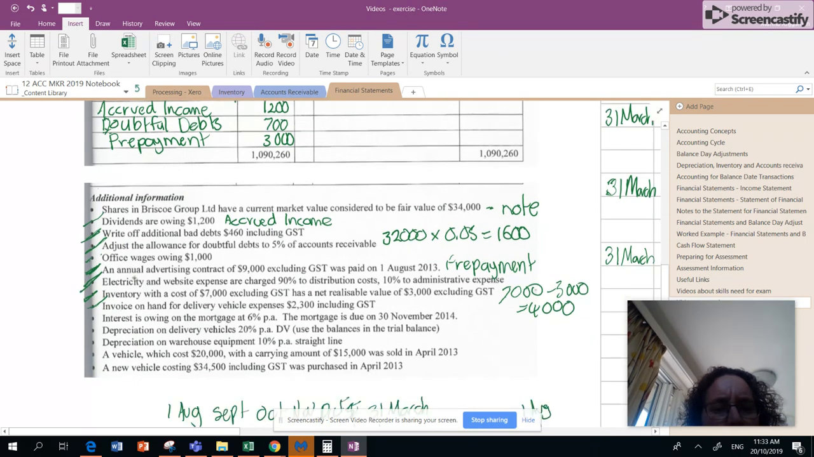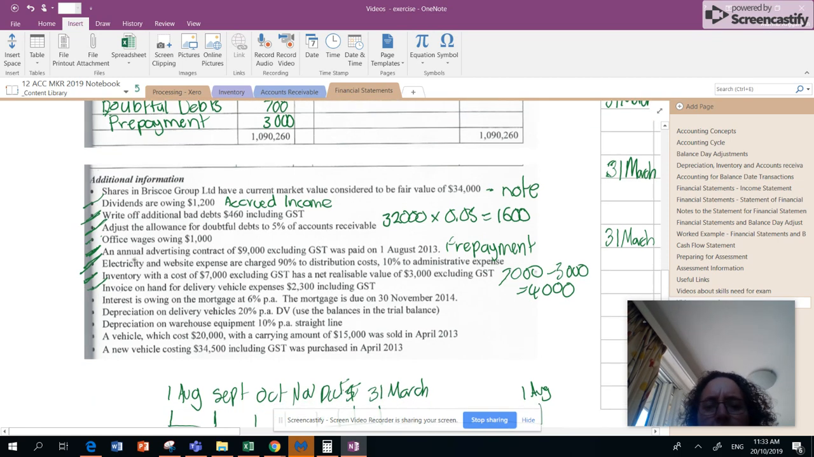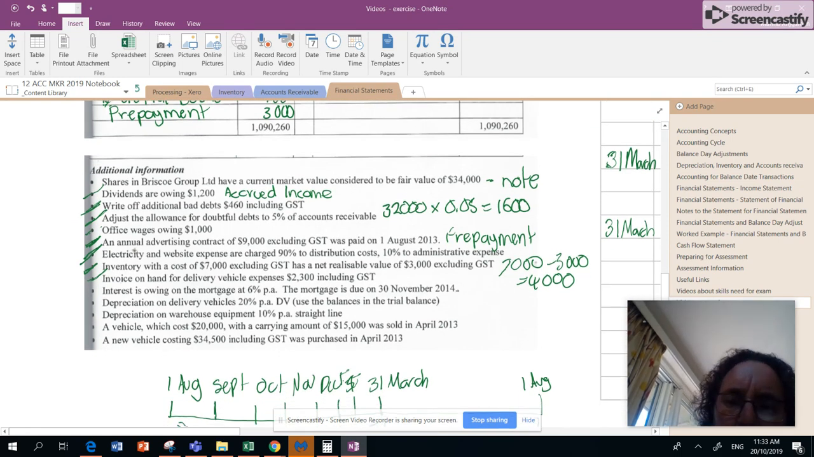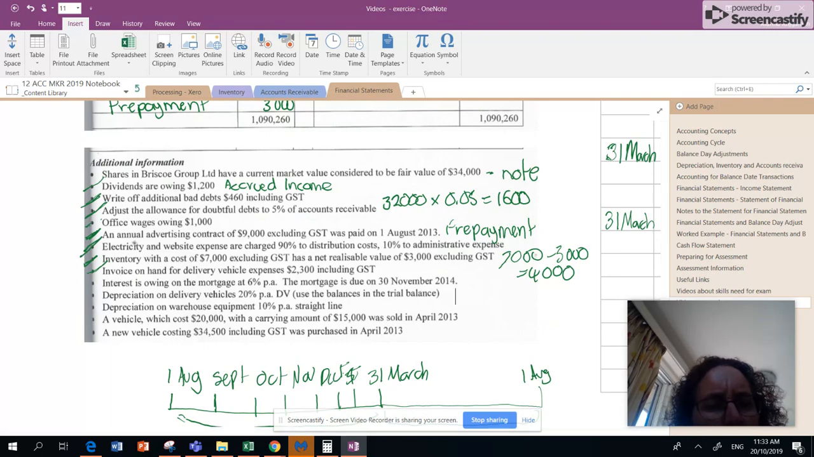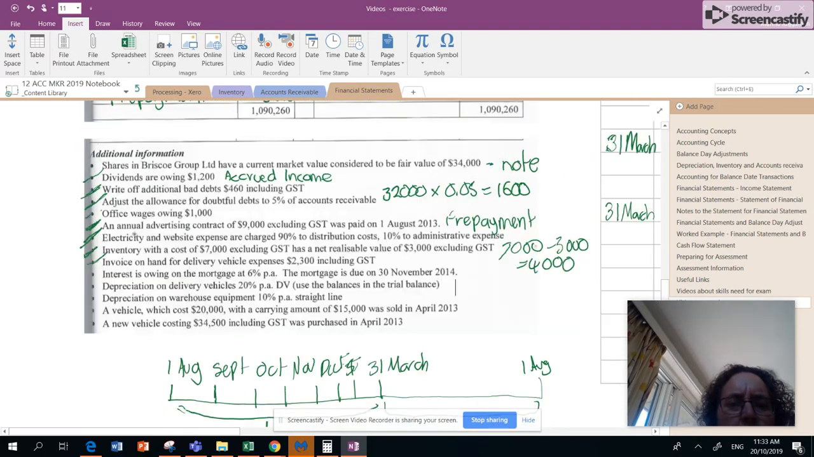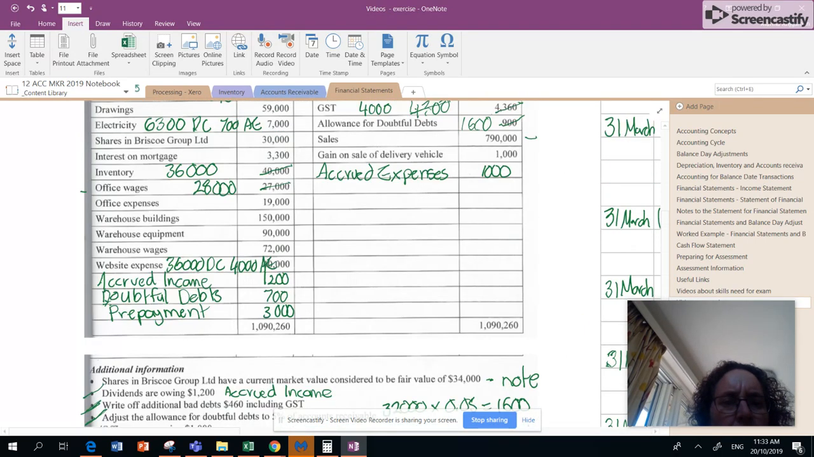Right. Now we've got interest is owing on the mortgage at 6% per annum. The mortgage is due on 30th of November 2014. That's a note. It's a note to our financial statements. Okay, so interest is owing on the mortgage. So we need to work out what the yearly interest would be.